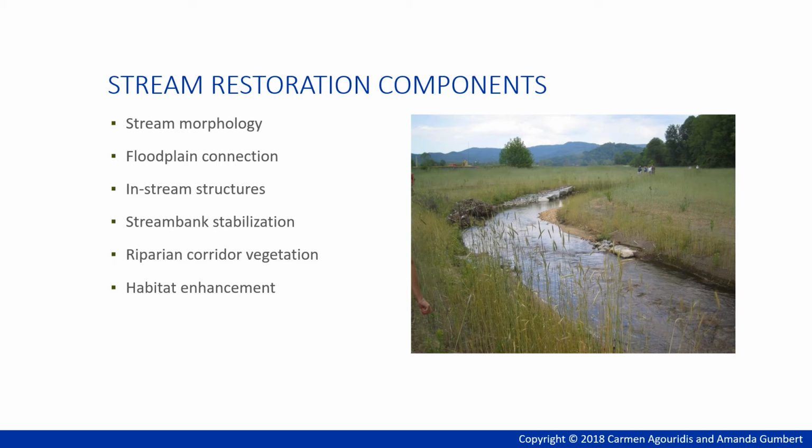This can be done through the creation of low bank heights, banks with gentle slopes, use of riparian vegetation, and the use of erosion control matting. 5. Establishment of riparian corridor vegetation for both stream bank stability as well as habitat creation and enhancement. 6. Habitat enhancement features include not just those in the stream, but also those in the riparian area. Features such as vernal ponds are great habitat for salamanders and frogs. Consideration should also be given to aquatic and terrestrial species.